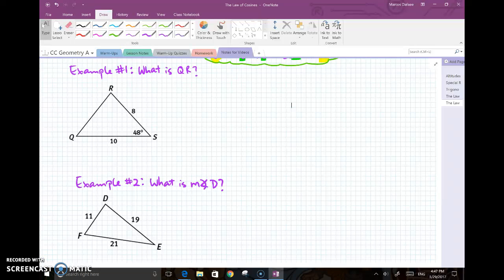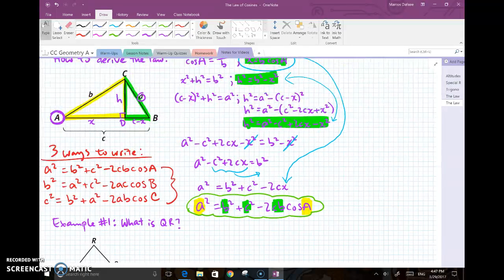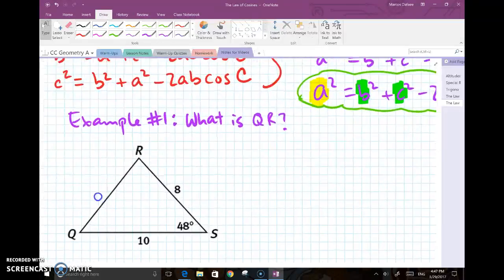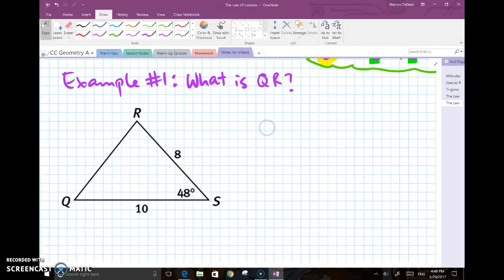Welcome back. This video will be about the two examples I mentioned in my previous video regarding the law of cosines. In my last video, I derived the law of cosines, and in this video, I want to show you how it actually applies. So here we go. In example 1, the question is, what is the length of QR? So my focus is to try to find that length right there.